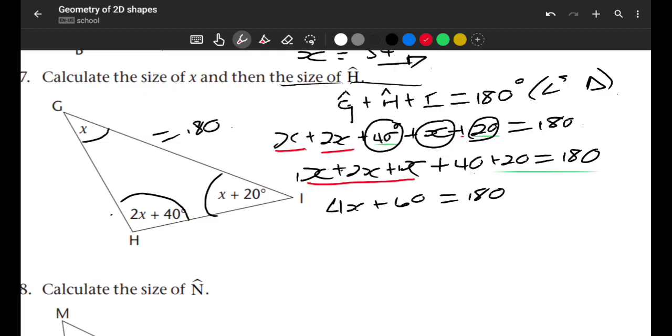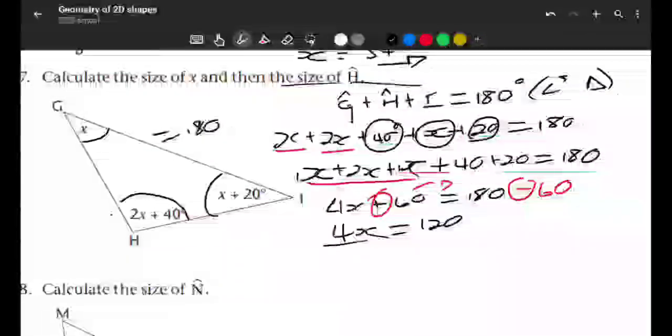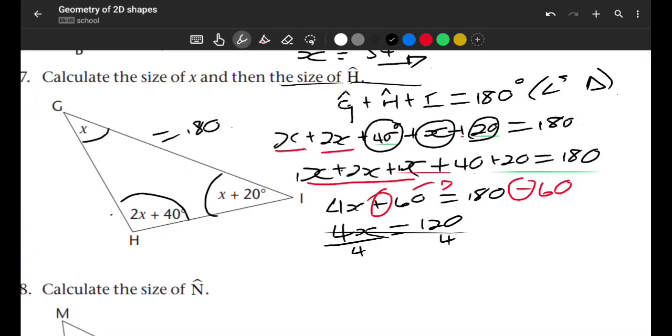Now, remember, you can't solve an equation like that. You have to have x by itself and the other numbers by themselves. So you take the 60 to the other side. You're going to have minus 60 degrees there, because 60 was positive, and taking it to the other side it becomes negative. So you're going to have 4x is equal to 180 minus 60, which is 120. We want x by itself. How do we do that? Divide by 4 on each side. Then x equals 30.